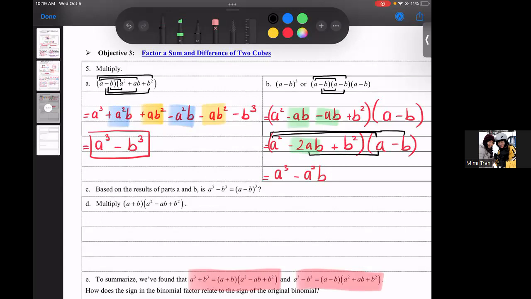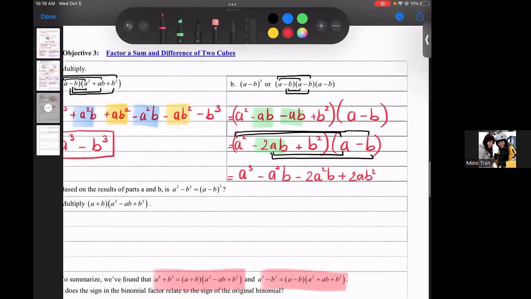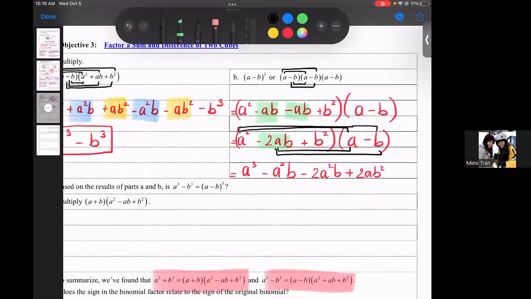Negative 2ab times a is negative 2a squared b. Right. Minus 2ab times negative b is positive 2ab squared. Two more, almost there. b squared times a is ab squared. And then the last one, yay, b squared times negative b is minus b cubed.